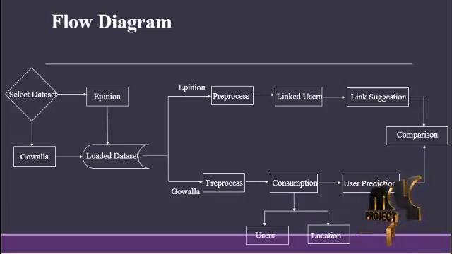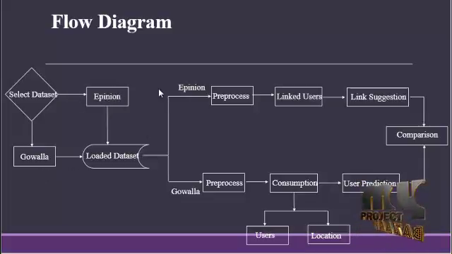Then comes the flow diagram of our process. This diagram shows our whole process diagrammatically. So let us see about the process. First we have to select the dataset. Here in this process we are using two kinds of dataset to differentiate the process: the Opinion dataset and the Gowalla dataset.